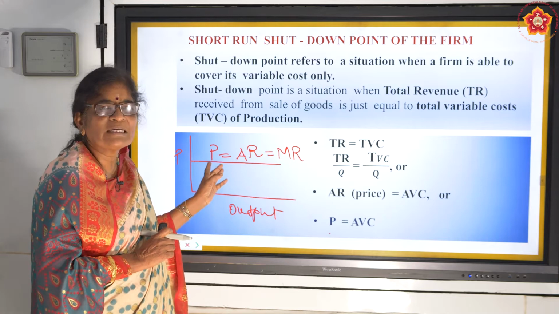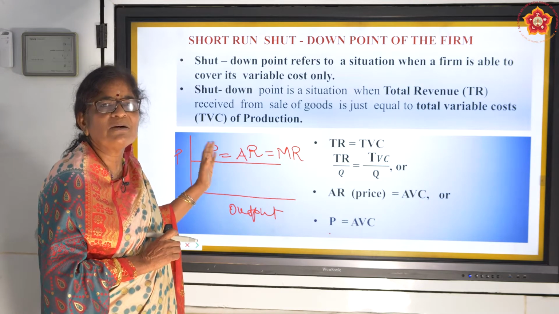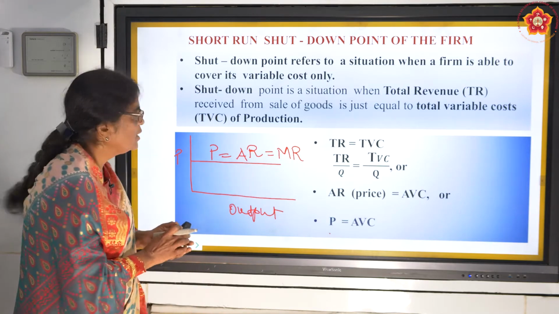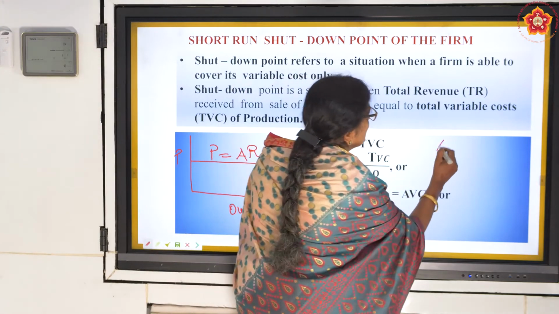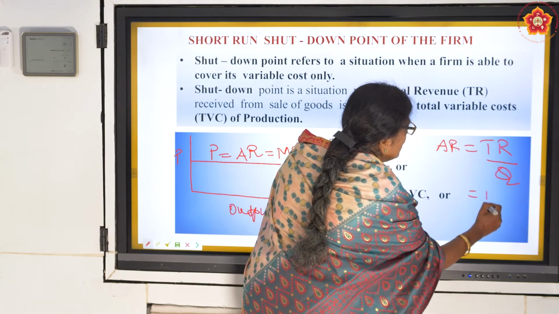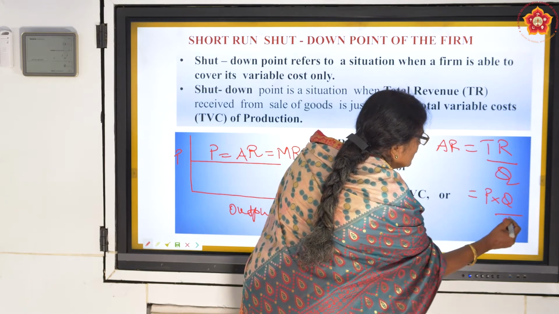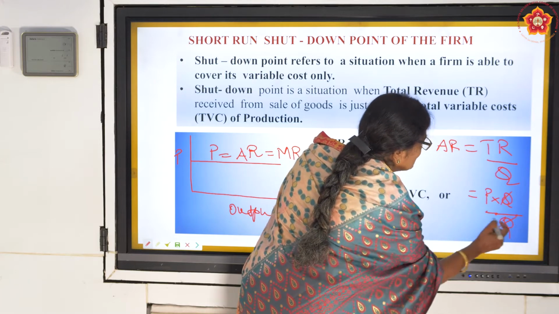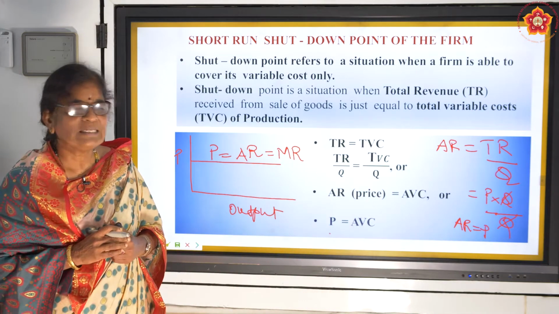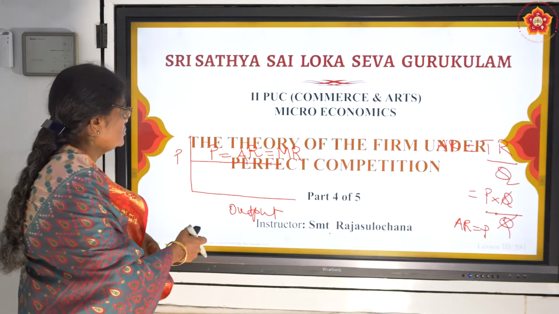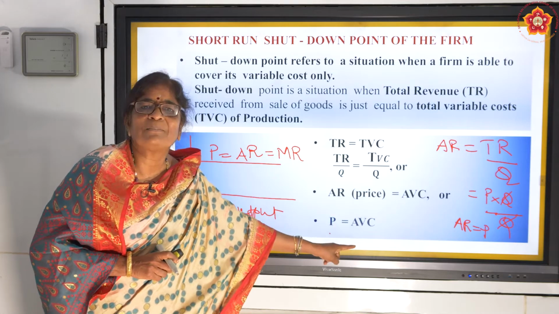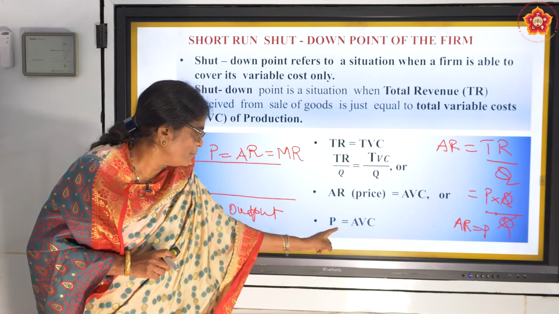Because only for the perfect competitive market structure, when a firm functions under that structure, P is equivalent to AR, and AR is equal to MR, as we have proved. How did we prove it? AR is equal to TR by Q. What is TR? P into Q, divided by Q. Here Q gets cancelled. Therefore, AR is equal to P. I hope you have understood clearly. Therefore, P is equal to AVC at the point where shutdown is reached. Therefore, price is equal to AVC.